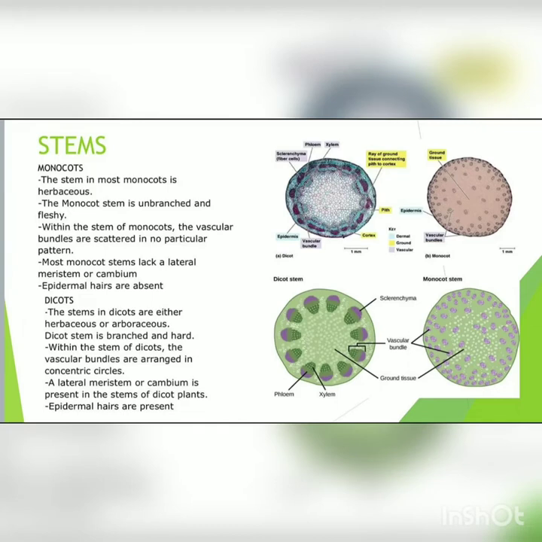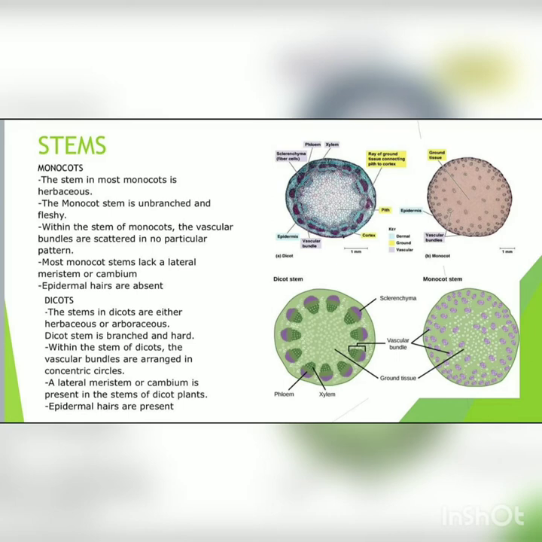Okay, stems. Monocots, the stem in most monocots is herbaceous. The most monocot stem is unbranched and fleshy. Most monocot stems lack a lateral meristem or cambium. Epidermal hairs are absent in monocot stems.